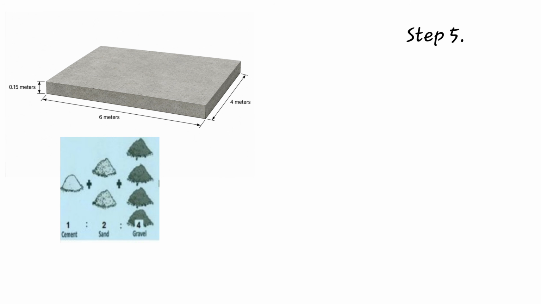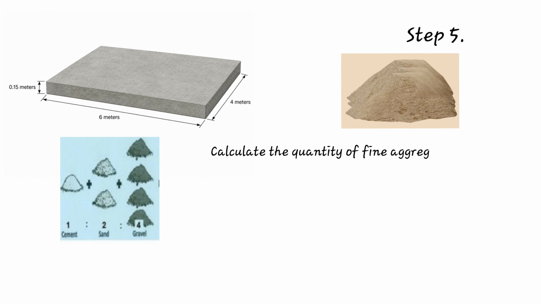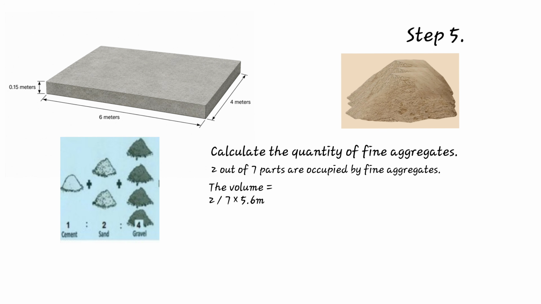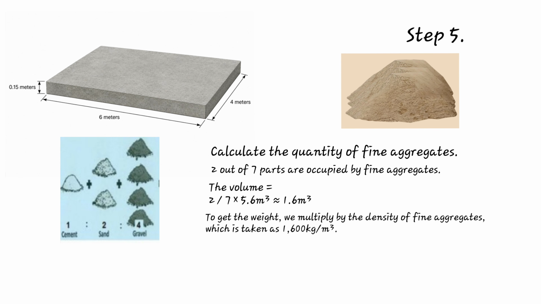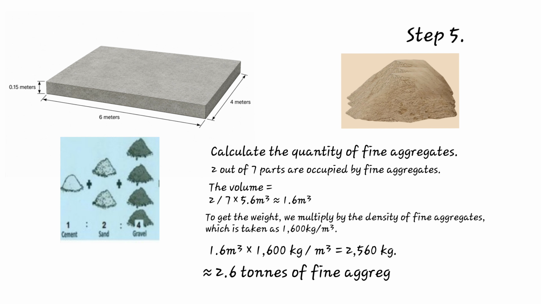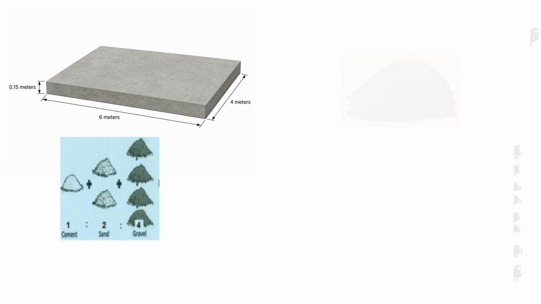Step 5. Calculate the quantity of fine aggregates. 2 out of 7 parts are occupied by fine aggregates. The volume equals 2 divided by 7 times 5.6 cubic meters, which gives approximately 1.6 cubic meters. To get the weight, we multiply by the density of fine aggregates, which is taken as 1,600 kilograms per cubic meter. 1.6 cubic meters times 1,600 kilograms per cubic meter equals 2,560 kilograms. This is approximately 2.6 tons of fine aggregates.